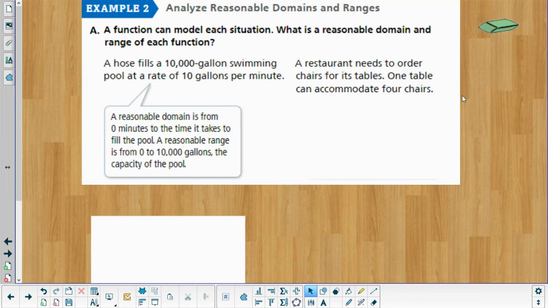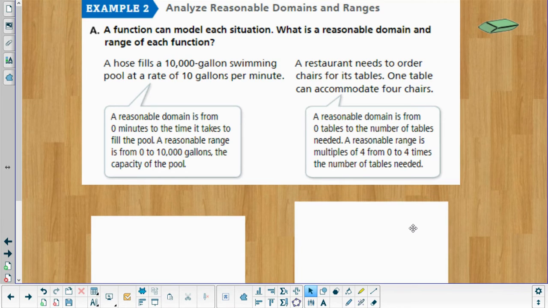Okay, a restaurant needs to order chairs for its tables. 1 table can accommodate 4 chairs. So in this case, the chairs are what's coming in, the tables are what is coming out. So this one, a reasonable domain is from 0 tables to the number of tables needed, because we're not sure exactly how many tables would fit in the restaurant. And a reasonable range is multiples of 4 from 0 to 4 times the number of tables needed.